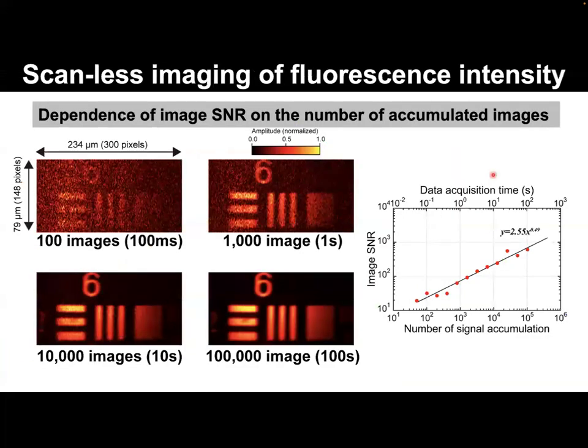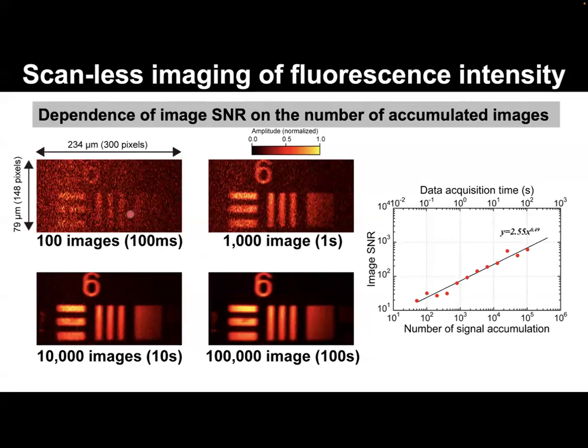We next investigated the dependence of the image SNR on the number of accumulated images. Left shows a comparison of fluorescence intensity images with respect to the different numbers of accumulated images: 100, 1,000, 10,000, and 100,000, which correspond to image acquisition times of 100 milliseconds, 1 second, 10 seconds, and 100 seconds respectively.